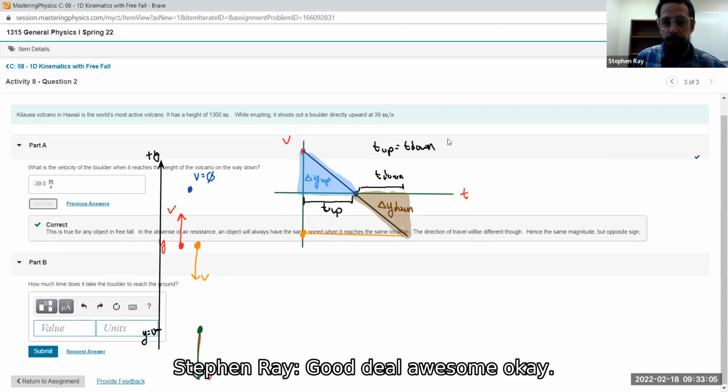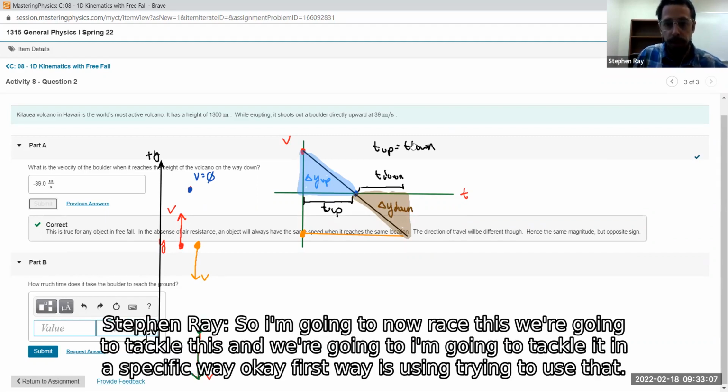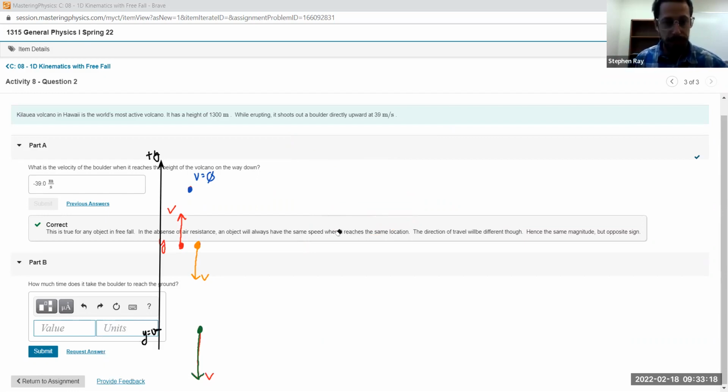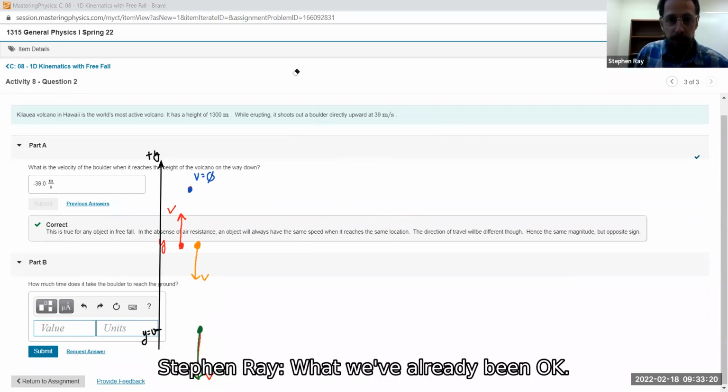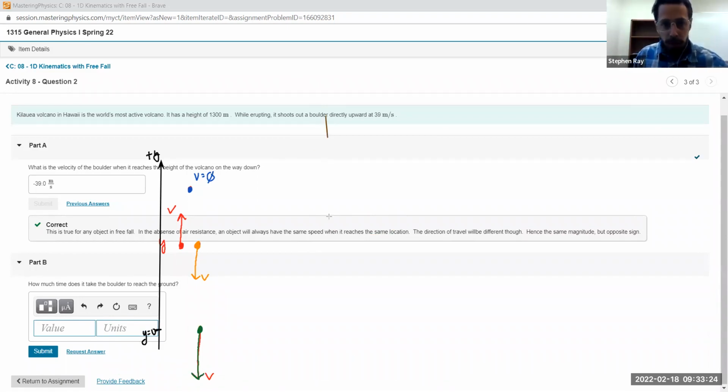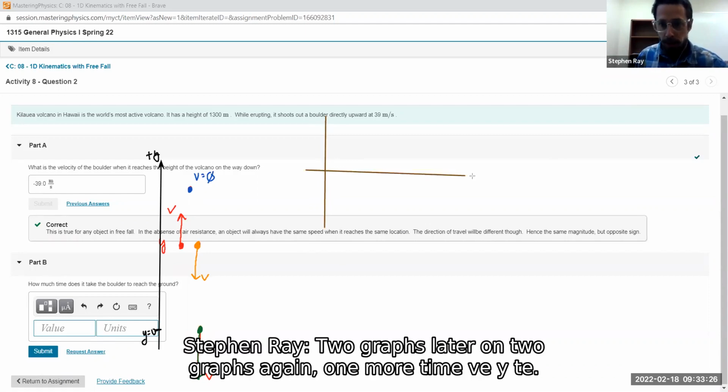Awesome. Okay. So I'm going to now erase this. And we're going to tackle this other guy, but I'm going to tackle it in a specific way. First way is trying to use what we've already done. Two graphs. Let me draw the two graphs again one more time.